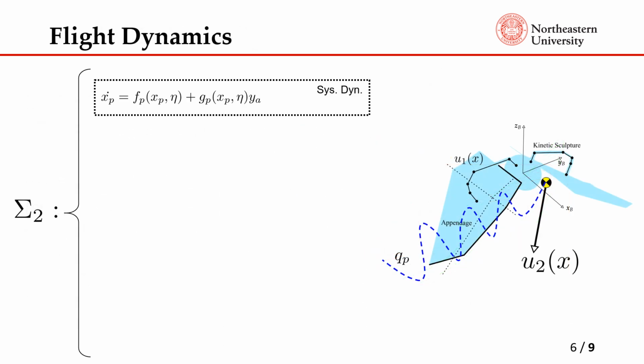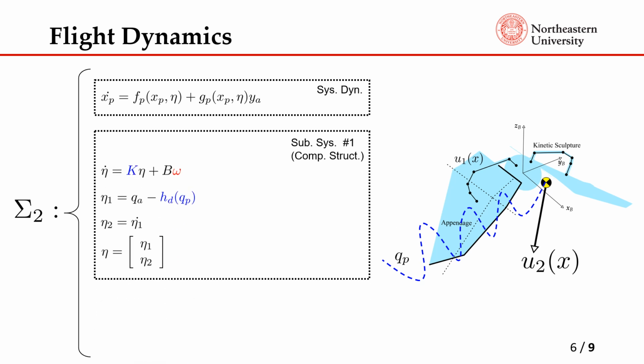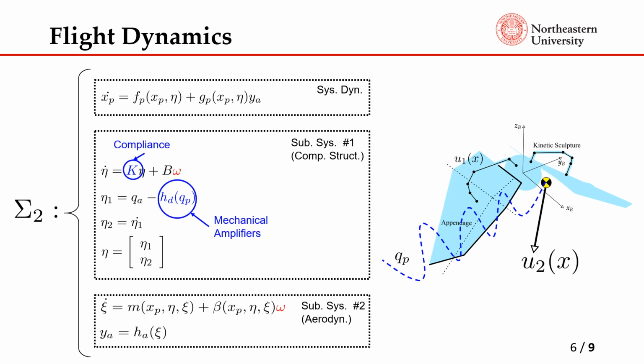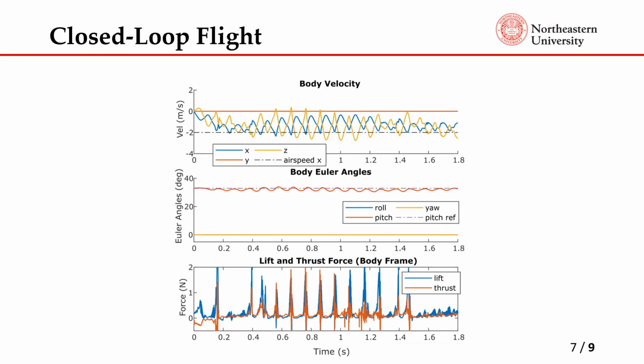The system dynamics can be written in the following way, where XP embodies the vehicle position, orientation, and passive coordinates. YA denotes the aerodynamic contributions, while eta reflects the morphing dynamics governed by computational structures. The dynamics of the kinetic sculptures can be presented here, where the design parameters such as K denote compliance. The last subsystem is the state space representation of the aerodynamic wing interactions. FTCs influence both inertial and aerodynamic contributions.